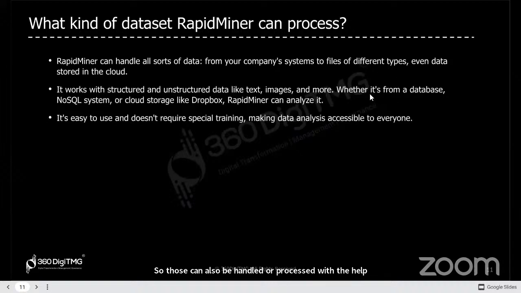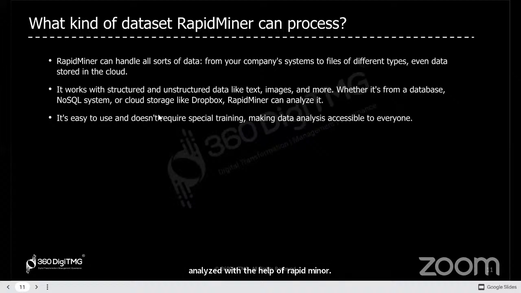And what else? Whether the data is coming from a database or a NoSQL system or cloud storage like Dropbox, RapidMiner can analyze it. Databases means MySQL or PostgreSQL or SQL Server. If your data is coming from those databases, RapidMiner can still process it. Or NoSQL systems, where the data is coming from non-relational databases like MongoDB or Cassandra, those can also be analyzed by RapidMiner. And the last one is cloud storage. Files stored in cloud storage like Dropbox can also be analyzed with the help of RapidMiner.